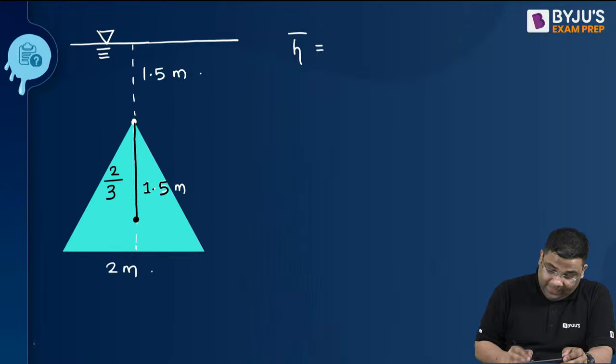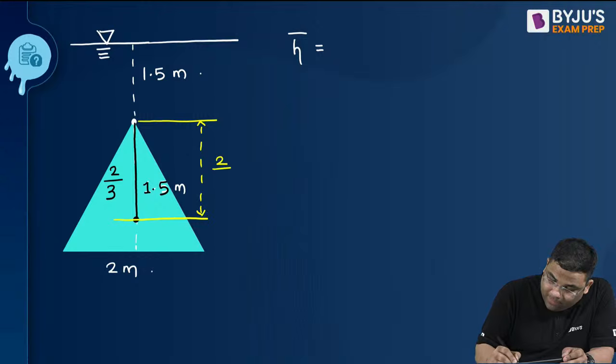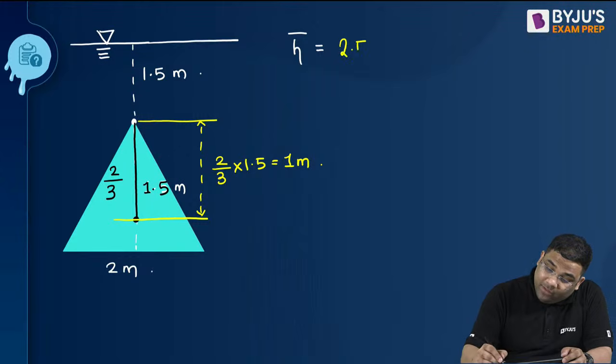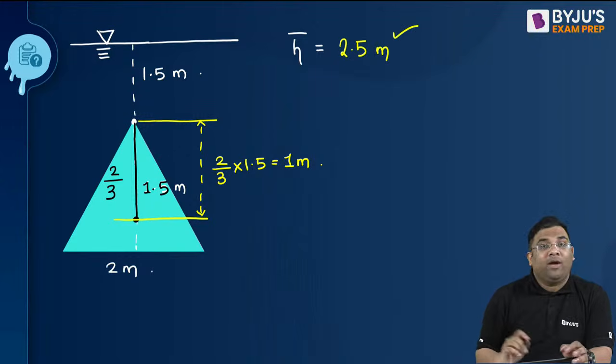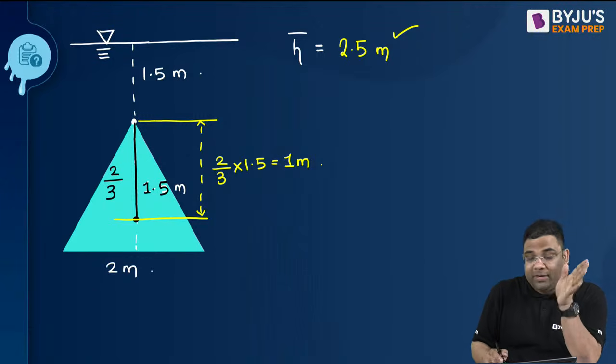So this distance will be equal to 2/3 of 1.5, that is equal to 1 meter. So from top it is 2.5. Very easy. Always take h bar from the top surface. Okay, very good.